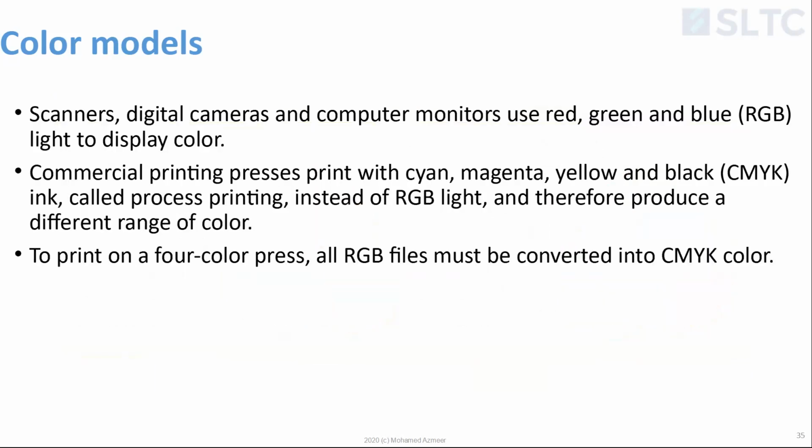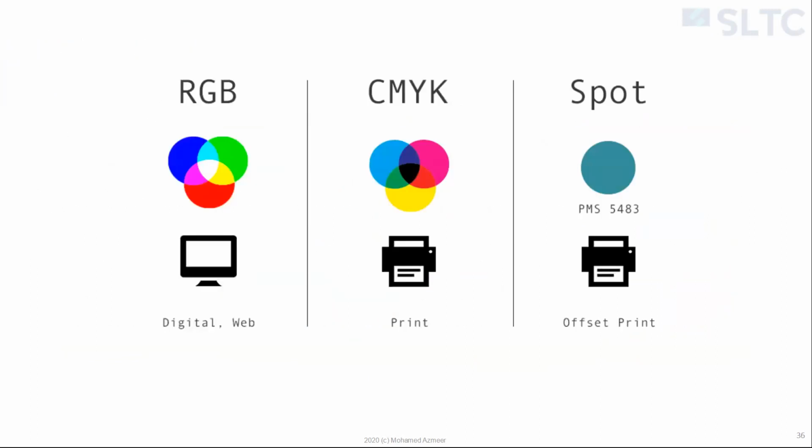So the digital devices like the scanners, cameras, computer monitors, we all use RGB. But when it comes to commercial printing, we use the CMYK color model. Apart from these two, there is also another one that we need to understand as well. Now, for mobile app development, we don't care so much about CMYK, so we don't need to worry about that. But we must worry about the other two, RGB and specifically spot colors.